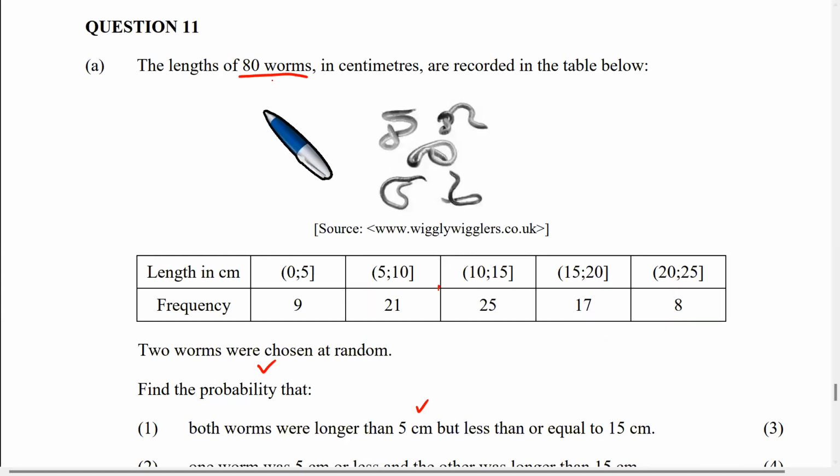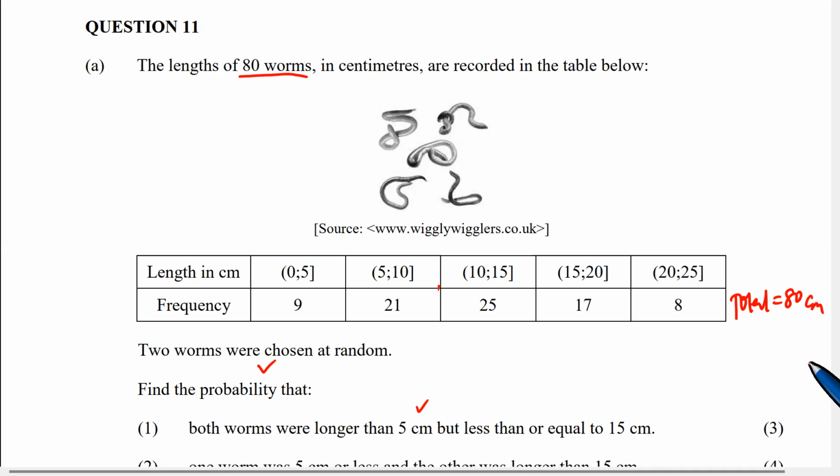And the lengths of 80 worms in centimeters are recorded. So how do you know that these worms are 80? When you add everything, 9 plus 21 is 30. 30 plus 25 is 55. 55 plus 10 is 65. 65 plus 7 is 72. 72 plus 8 is 80. So the total equals 80, right? The total equals 80. And then now you need to find two worms.